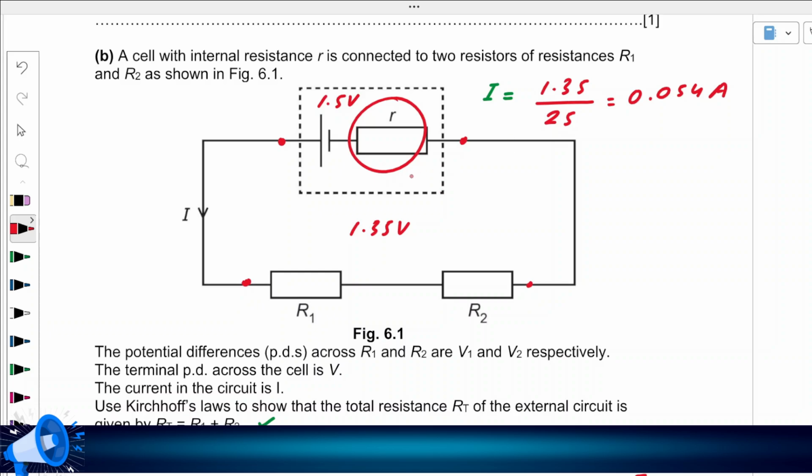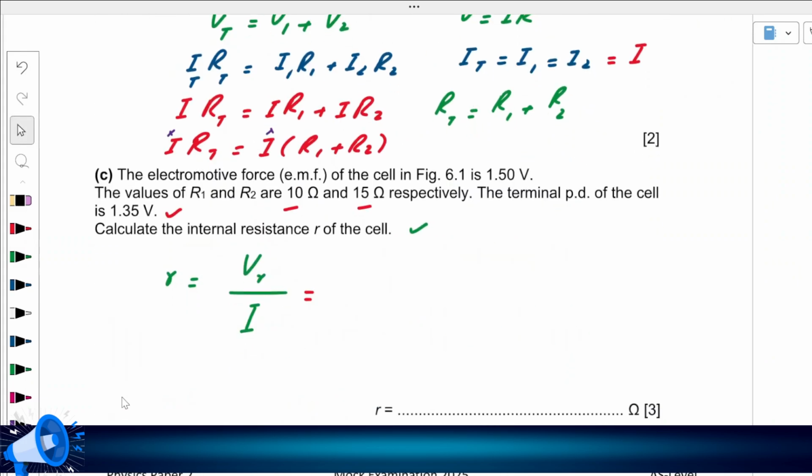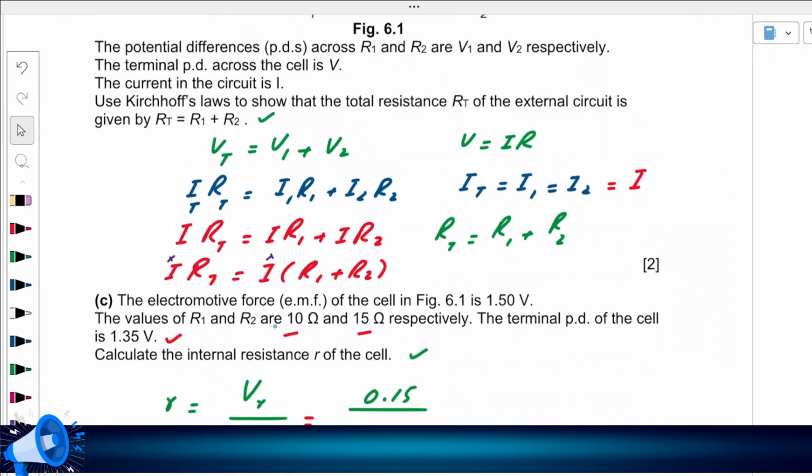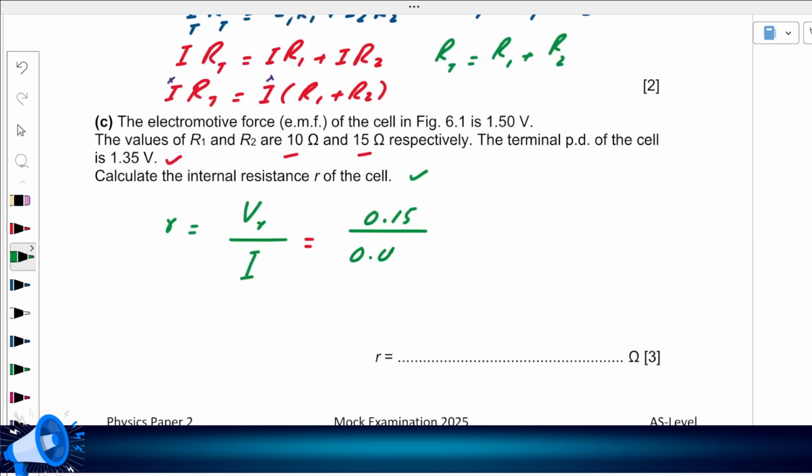So how many volts do we have across this one? 0.15 volts. So 0.15 divided by, what was the current? The current is the same in the series circuit, 0.054. Divided by, and the answer, I'm getting 2.777, which to 2 significant figures would be 2.8.